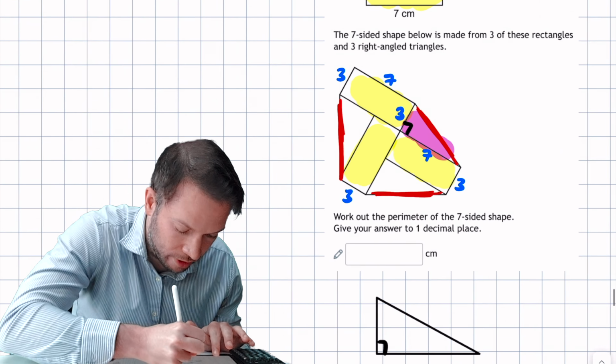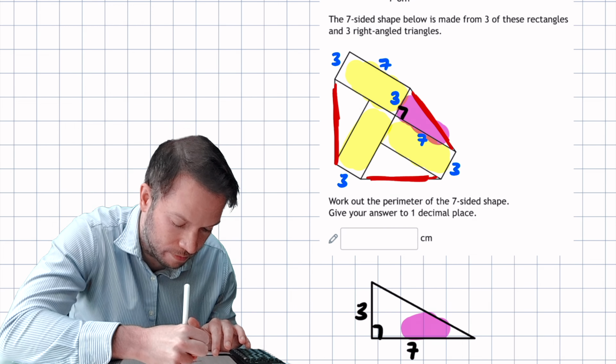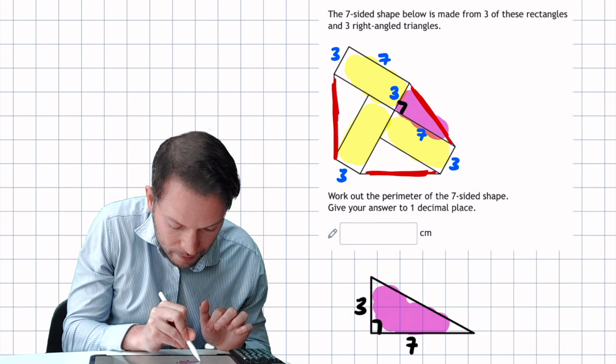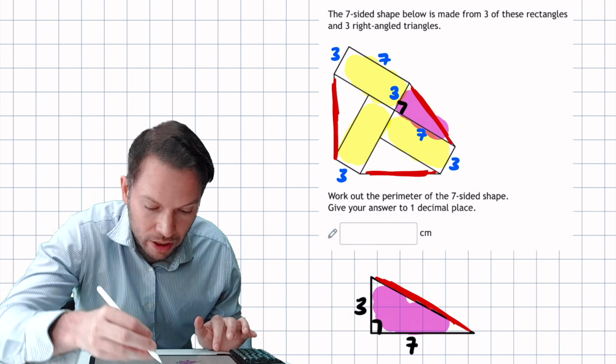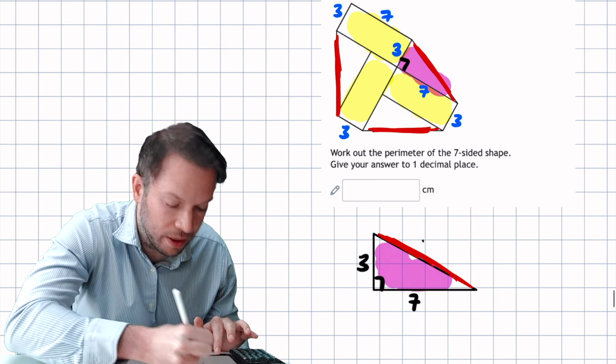we've got the 7 and we've got the 3. This is the purple triangle. And we want to find what this red length is at the top. Now, we don't have a side length. Let's just call it x. And then we can use Pythagoras' theorem.